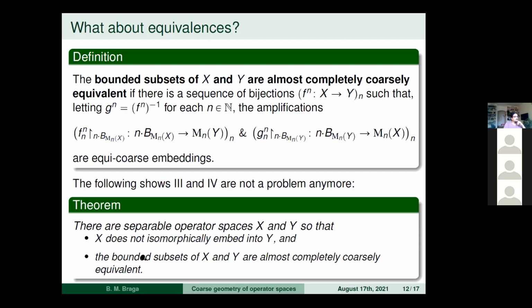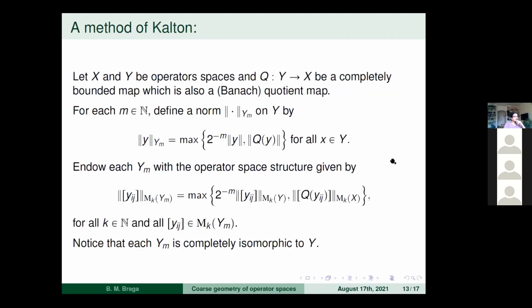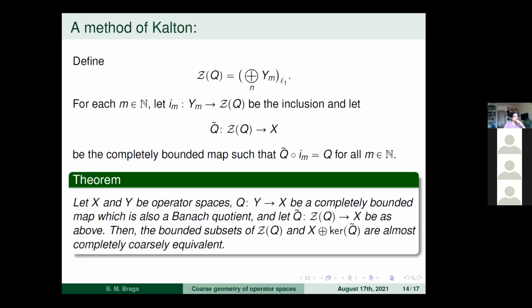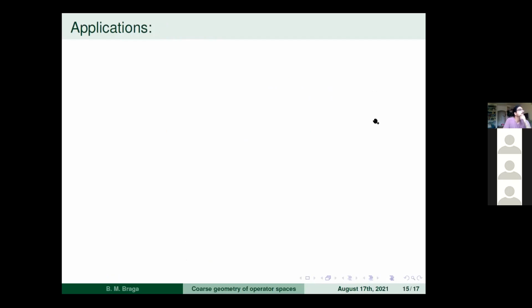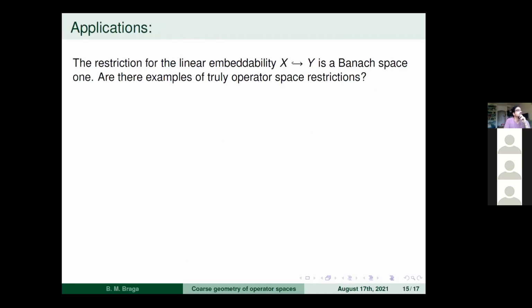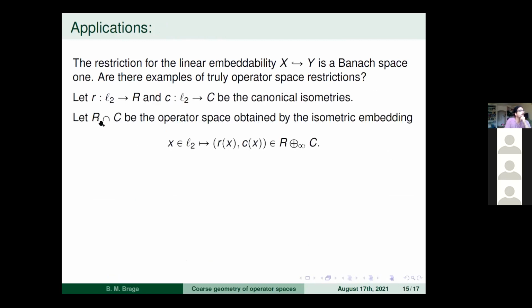So can we come up with examples in which the problem is not happening at the Banach level, but at the operator space level? And actually we can in a way, although as I will mention in the very last problem, there is still something I can't do. So how to come up with an operator space restriction here? One way of doing this is to look at the space R intersect C. Here I'm just giving the definition of R intersect C.